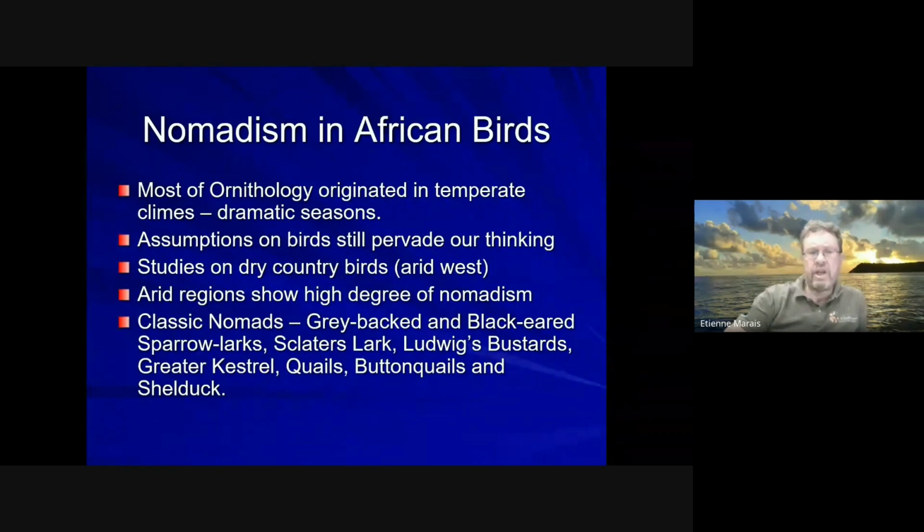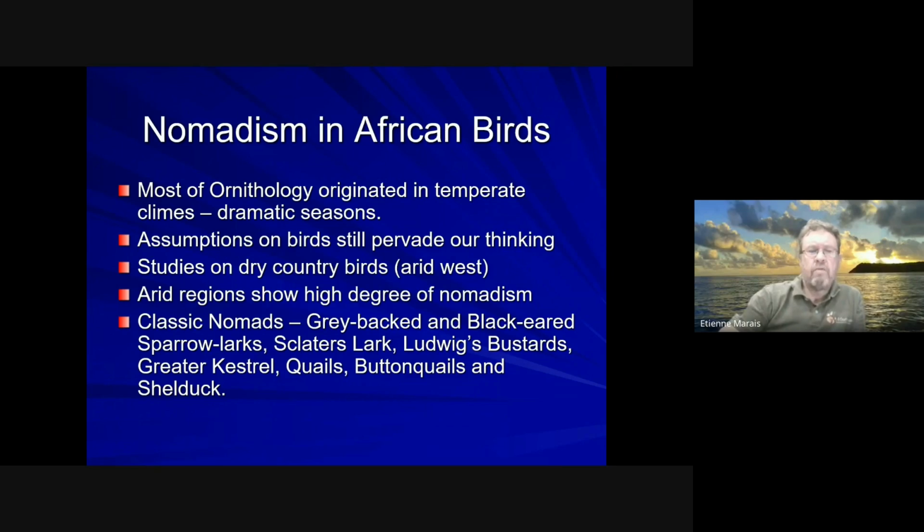So then there's this thing of nomadism. So what is nomadism? What's interesting to me looking at it now is that I think the roots of our ornithology, our classic ornithology, are in temperate climes. We have dramatic seasons where you have hot summers, long periods of daylight, and extremely cold and miserable winters. So there's kind of this assumption that that's the main pattern of the movement of birds.